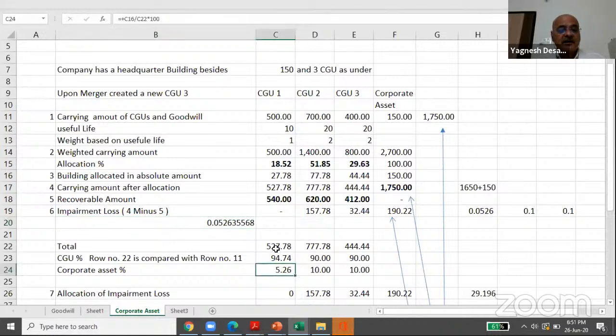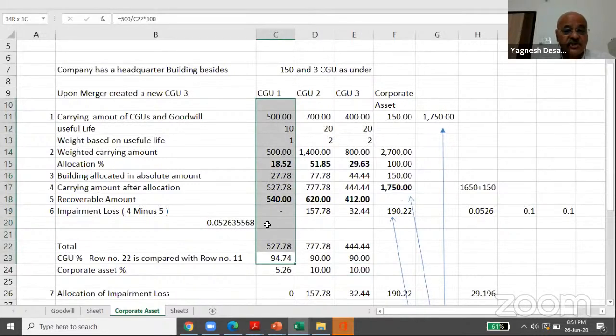So in 527, the share of the corporate asset is only 5%. In 527.78, my corporate asset is just 5.26. In the same manner, it is 10% here, it is 10% here, and the balance amount is the CGU. The portion which is pertaining to CGU is 94 point. It is 90 here.